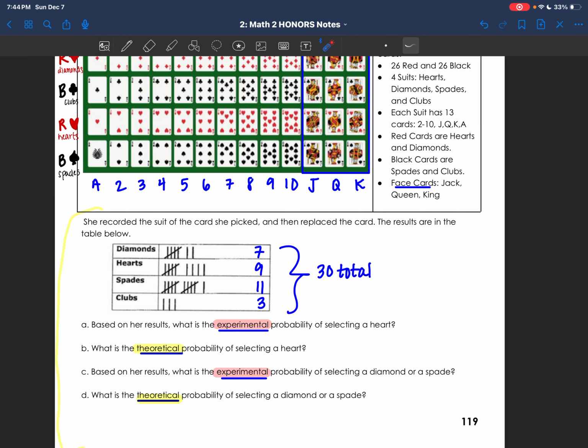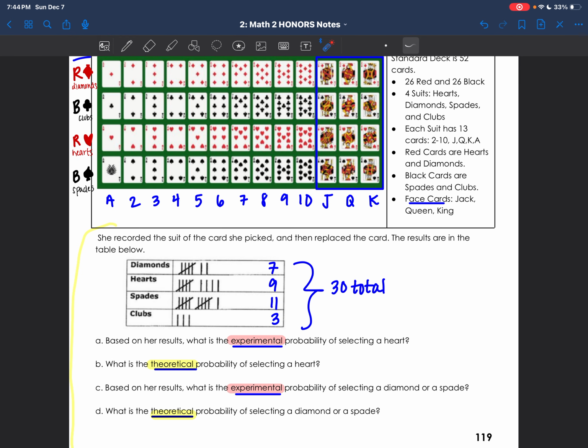All right. So now we're going to look at our information. Amanda recorded the suit of the card she picked and then replaced the card. The results are in the table below. Based on her results, what is the experimental probability of selecting a heart? So this is the actual, so you want to look at what actually happened. The actual result is when she did this, she got 9 hearts out of 30.